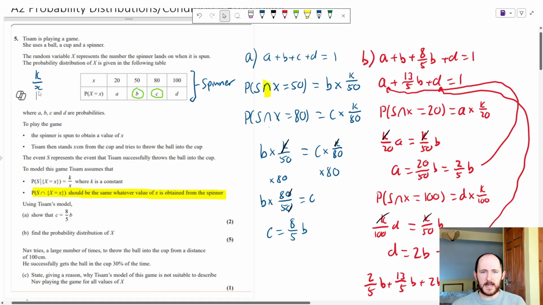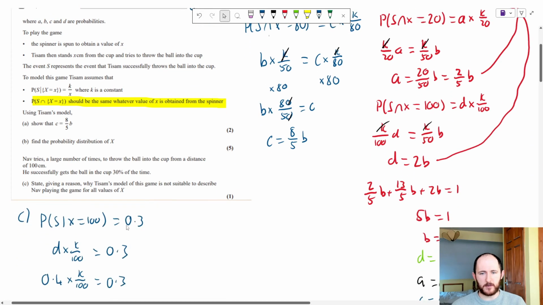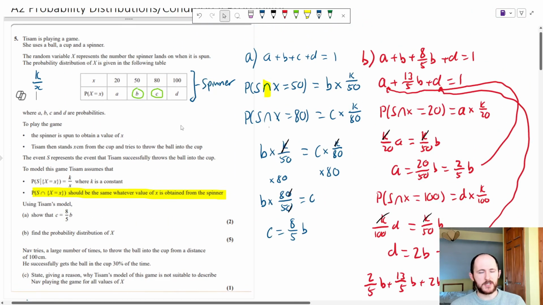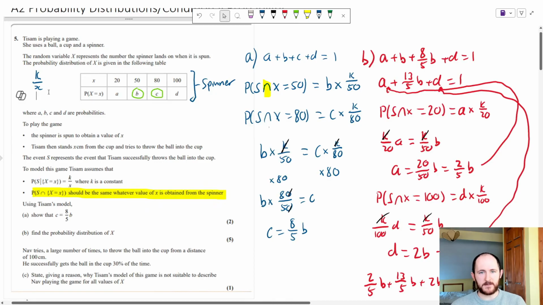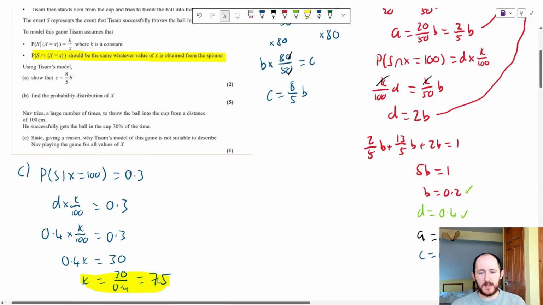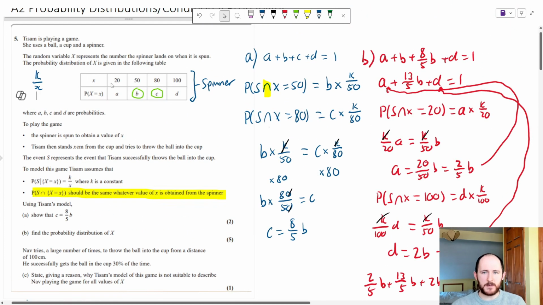Well, K over 100 gives me 0.75. That's a legitimate probability. 75 over 80 also gives me a number less than 1, so that's legit. But have a look what happens when X is smaller than K. Well, then my probability is bigger than 1, which can't work. So if this is true, then X cannot be 20 or 50, because otherwise we're going to get a probability bigger than 1.